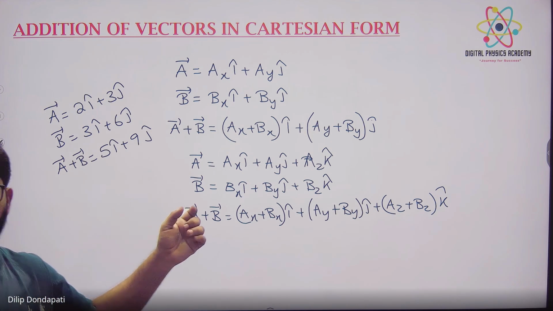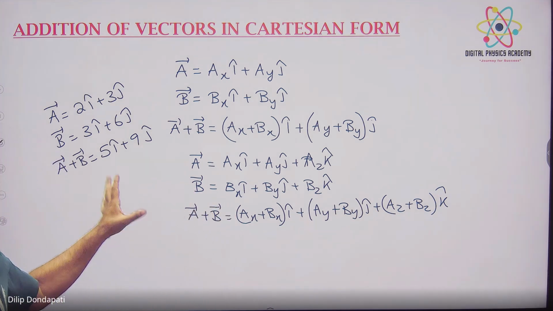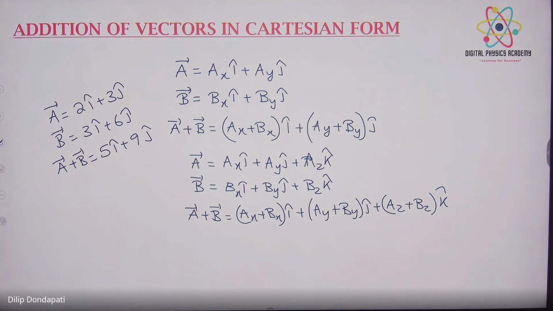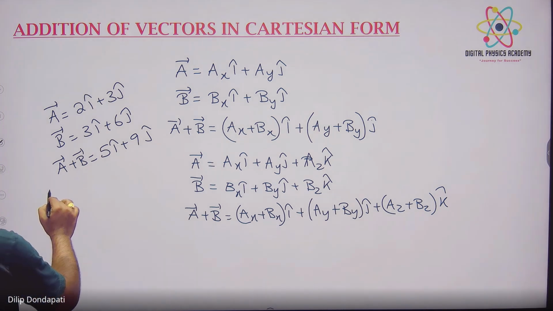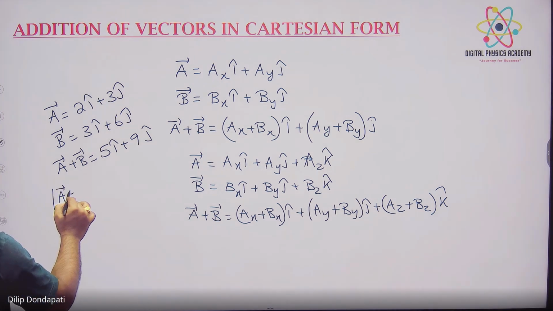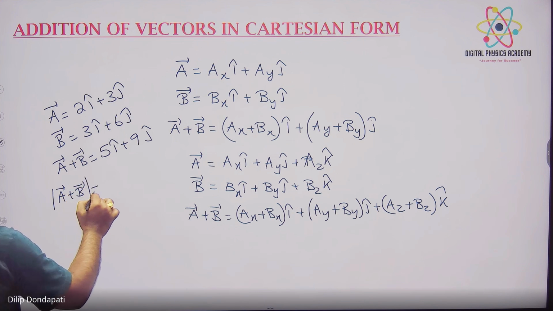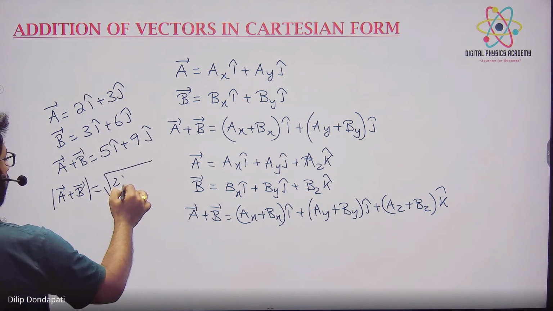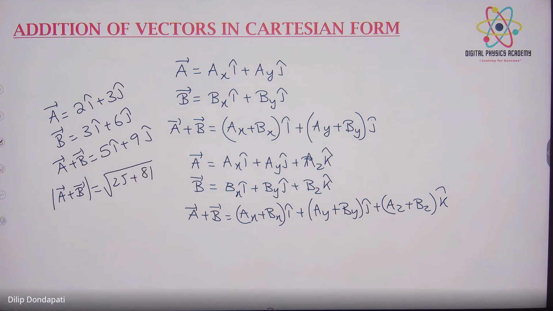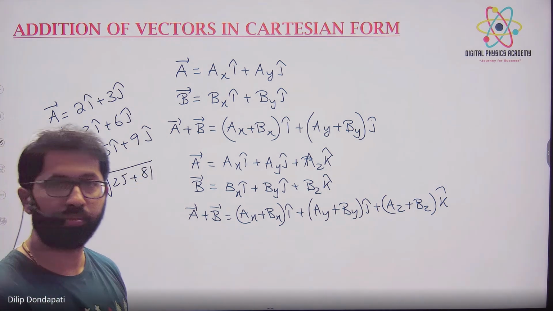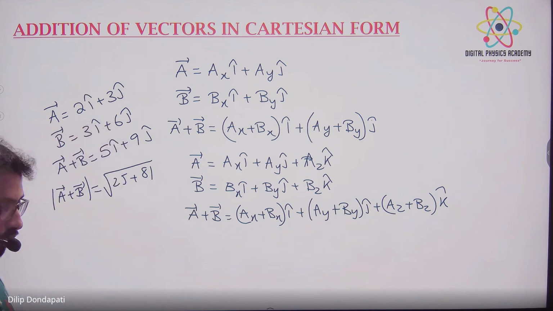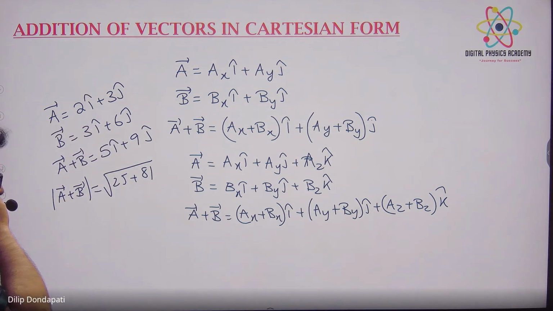This is a Cartesian form. Whenever they give it in Cartesian form, simply add. And to find the magnitude, it means mod of A plus B. Suppose they ask to find it, simply under root 25 plus 81. So they can ask like this, addition, magnitude and so on. Okay, let's do some questions based on this and tell the answers.